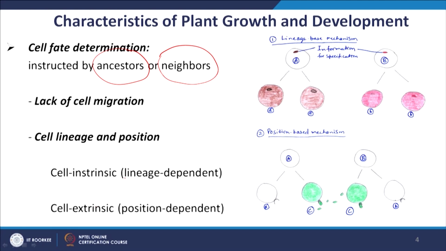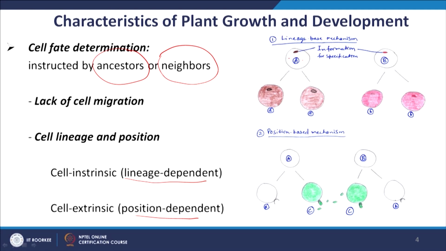Cell intrinsic means it is lineage dependent or position dependent. If you look at this schematic diagram, if it is a lineage based mechanism, then what happens? Consider this is cell A, this is cell B, they may be next to each other, but cell A will already have its own information for specification. B will have another information for specification, and the cells which are generated from A will carry this information from the ancestor.